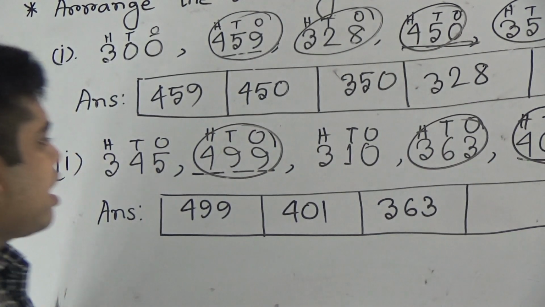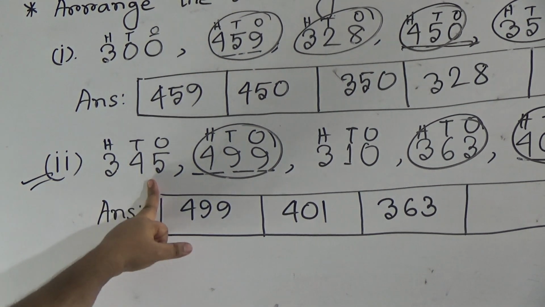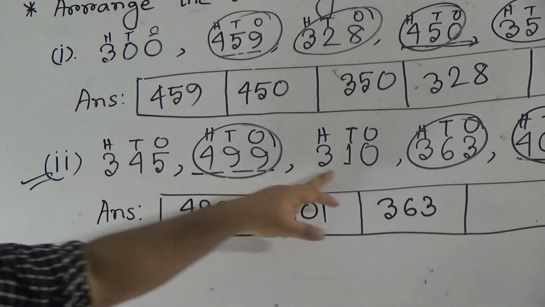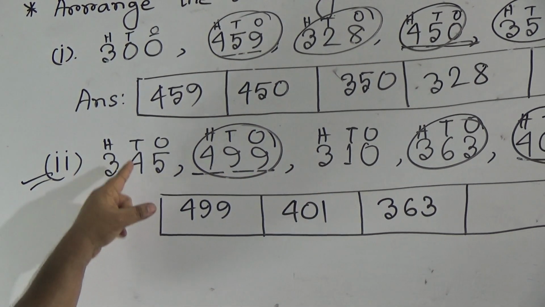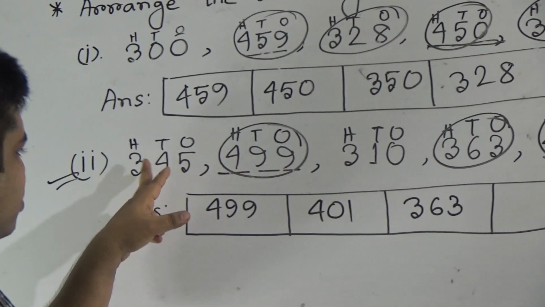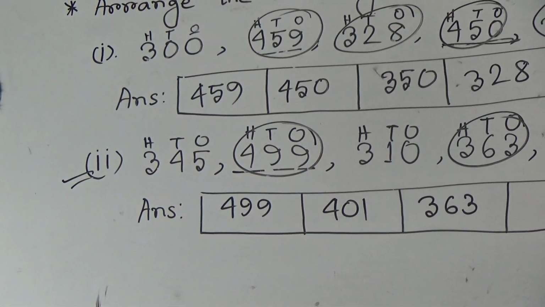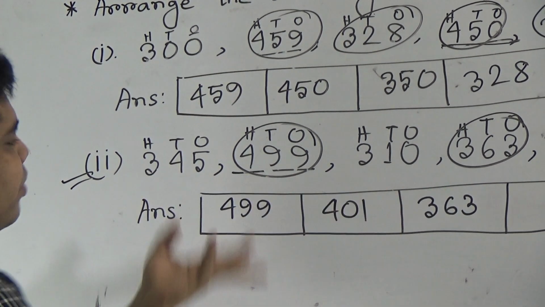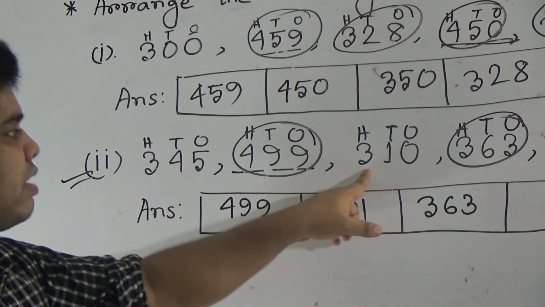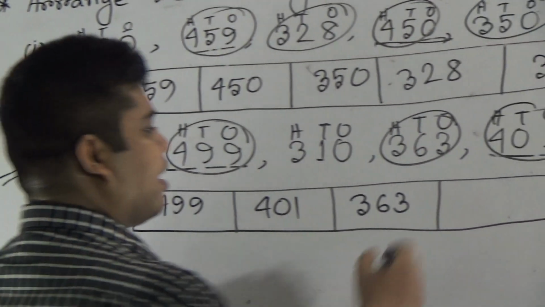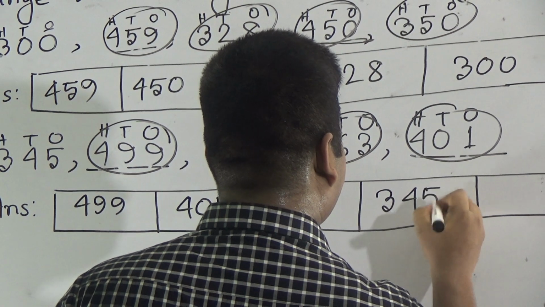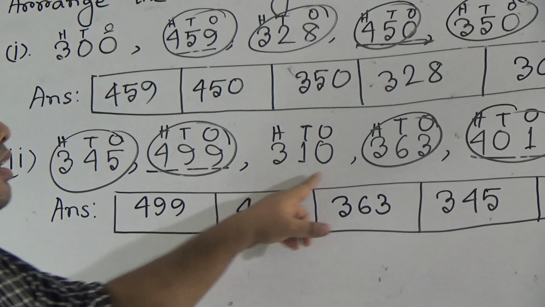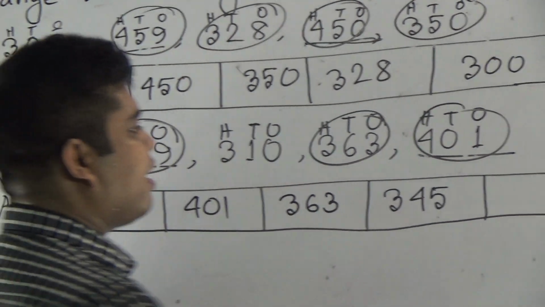It is done. Now two numbers left, 345 and 310. Between these two numbers, which number is greater? Here the 100 place is the same, 3 and 3, and tens place is 4 and 1. Between these two numbers 4 and 1, which one is greater? You must know the number 4 is greater than 1. So we can say 345 is greater than 310. So we write 345. Okay, 345 is done, and left 310, and it is the smallest number among these 5 numbers.